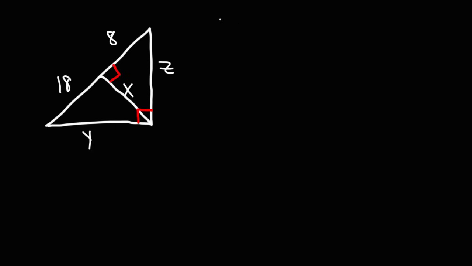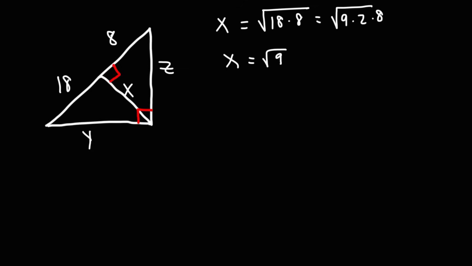So we know how to calculate x. x is the geometric mean between 18 and 8. So 18 is 9 times 2, and then we could break it up into the square root of 9, and 8 times 2 is 16. The square root of 9 is 3, the square root of 16 is 4. So we know that x is equal to 12. Once we have the value of x, we can calculate the values of y and z.